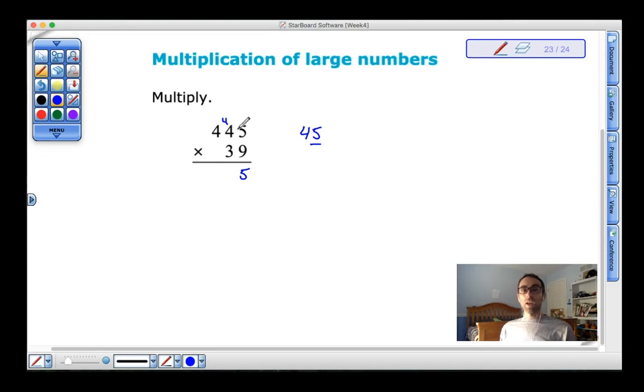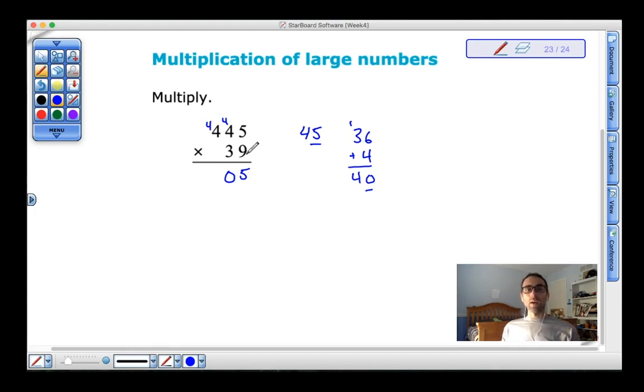I have 9 times 4 is 36. And I have to add to it the 4 from before. So when I add these, 6 plus 4 is 0. Carry my 1. 1 and 3 is 4, and I get an answer of 40. So I'm going to take the 0 and put it down under here, and I have to carry the 4 up on top.